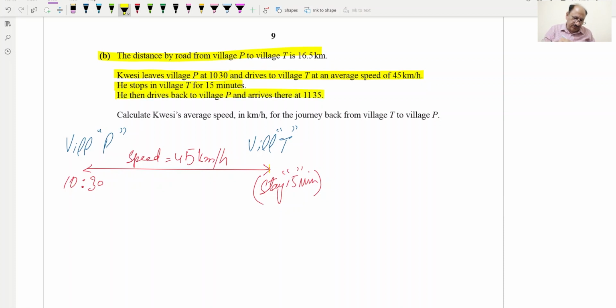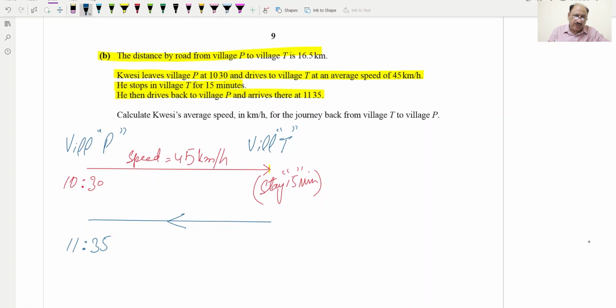So backward journey. So I will remove this arrow. So what we can do, we can carefully remove this arrow. Now the backward journey will be the return journey. We can show it like this one, and this will be the return journey. And they're saying then he drives back to village P and arrives there at 11:35. So 11:35, this is the arrival time.